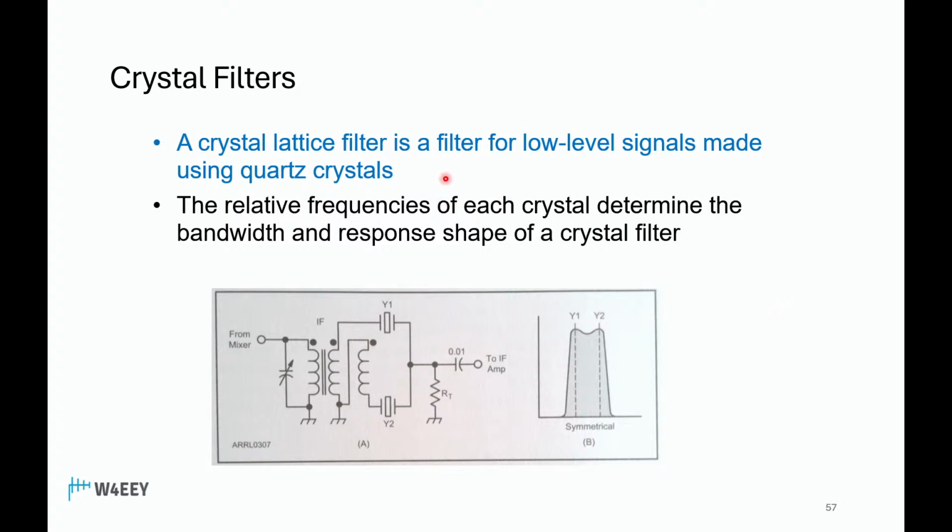A crystal lattice filter is a filter for low-level signals made using quartz crystals. So here's one. This is actually an image from our license manual. It's what they call a half lattice filter. Don't really need to know how all of this stuff works, but there's a couple of crystals in there that create a filter with a very, very sharp output, very narrow pass band.